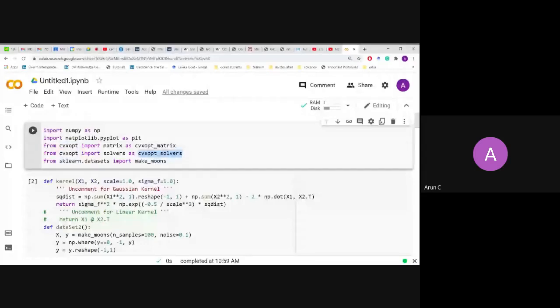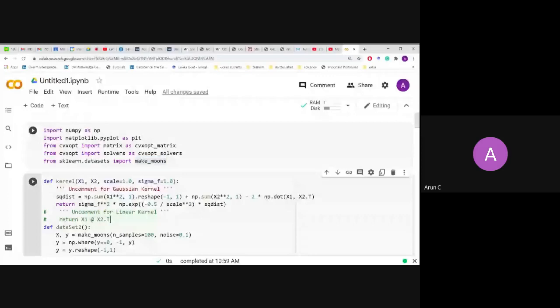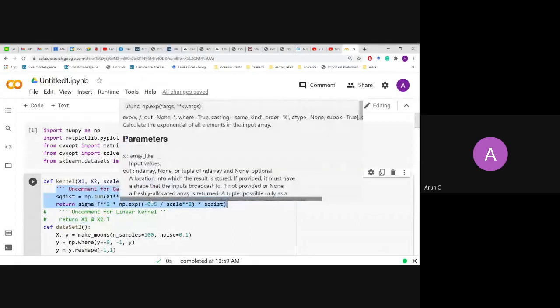And then to bring that data set into a picture, you are using make_moons, which is available in the sklearn datasets library. So import the make_moons dataset. Then there are two types of kernel. Either you can use a linear kernel, or you can use this Gaussian kernel. Because my data set is not linearly separable, I may use this Gaussian kernel here.